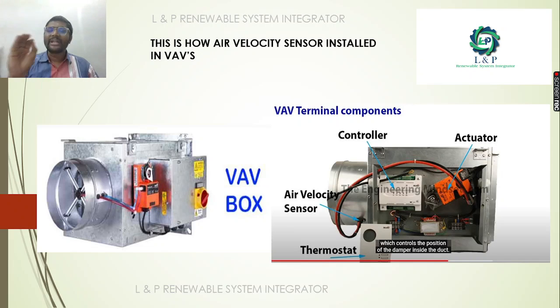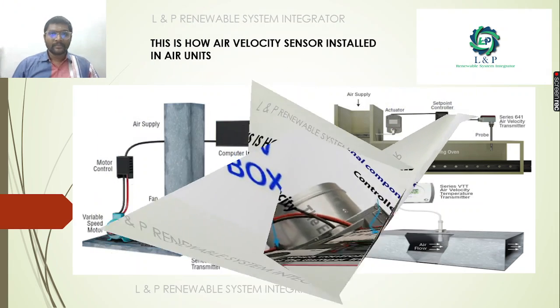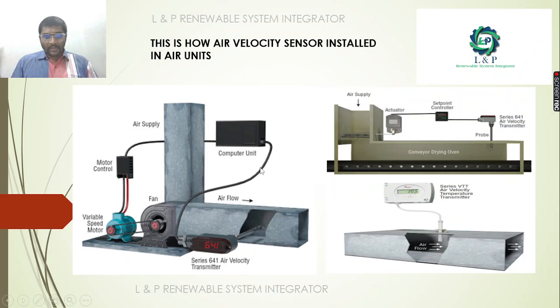This is an example of the air velocity sensor being used in VAV terminal units. As we said earlier, we can install it wherever the airflow is there. Even in air units like ducts and air handling units, we have supply fans.